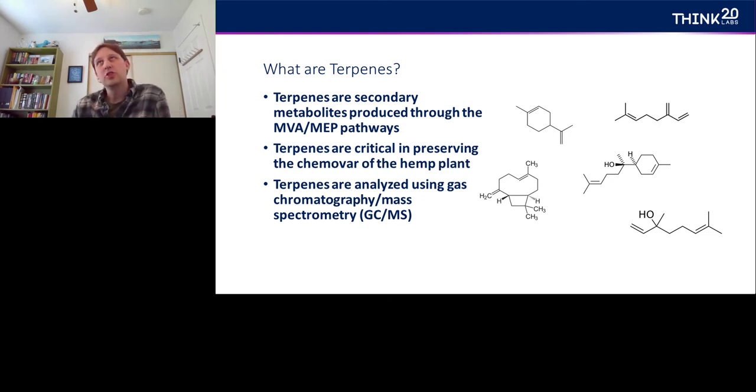And so you hear this term chemovar a lot. It's become fairly popular, and I'll talk about it in a little bit more detail shortly. But basically, the idea behind this is it's the chemical fingerprint of the strain of hemp or cannabis. It's why certain strains make you feel or smell a certain way. So it is an important part of the hemp experience.